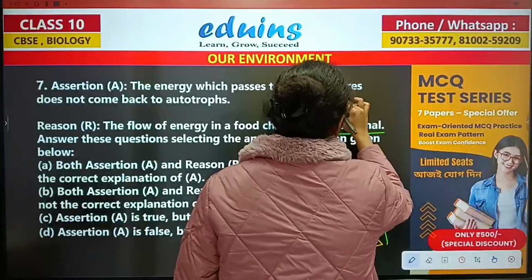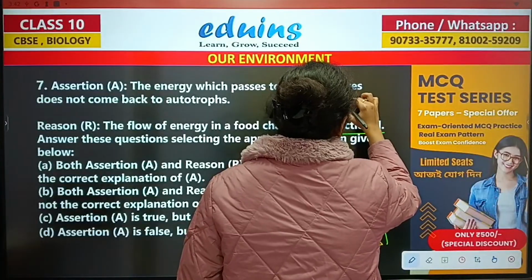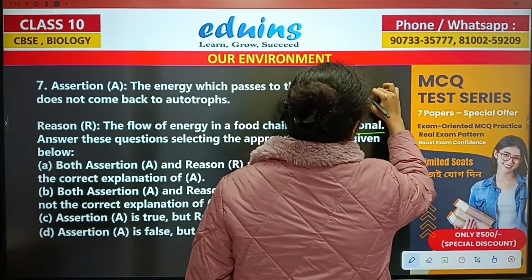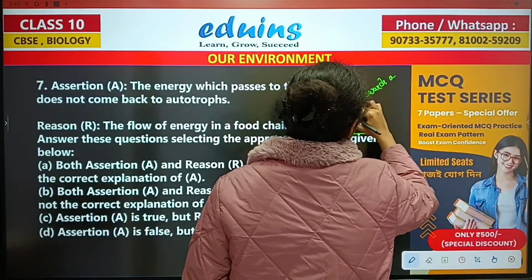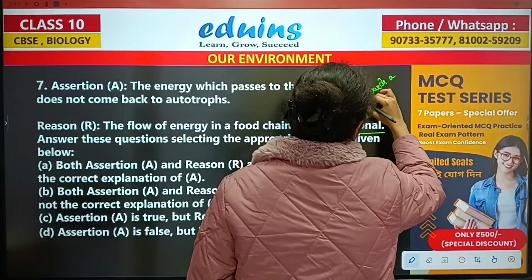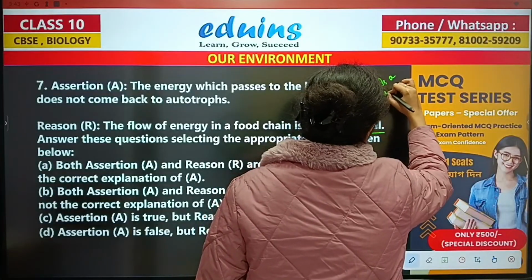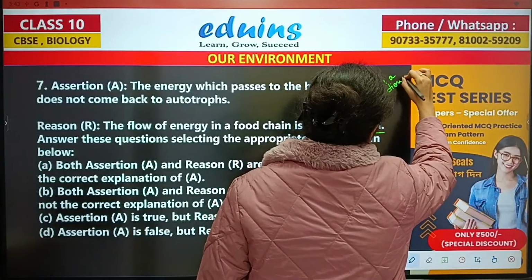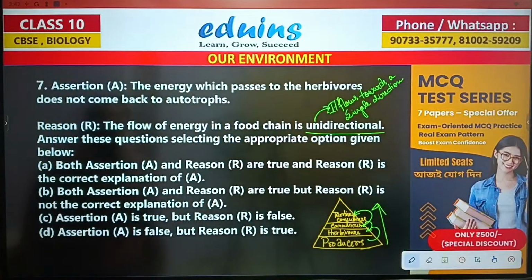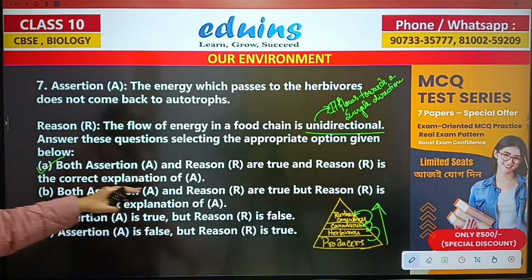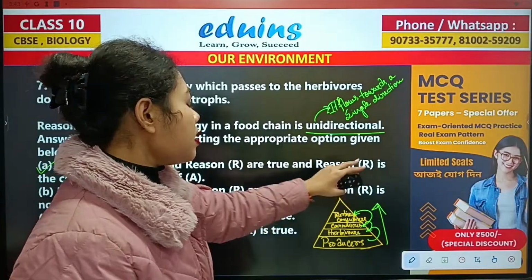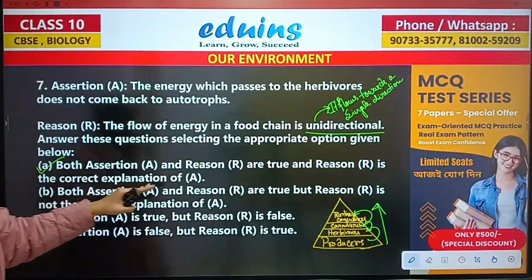It flows towards a single direction. Okay, so what will be the correct answer? Option A is the correct answer. Both assertion A and reason R are true, and reason R is the correct explanation of A.